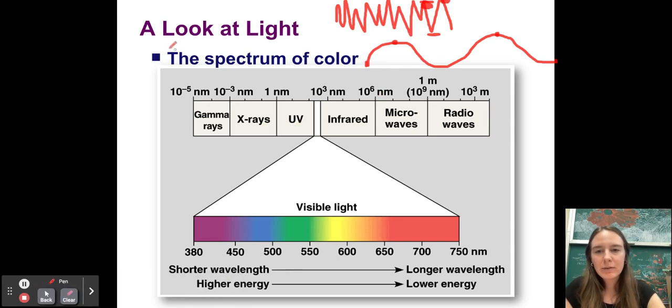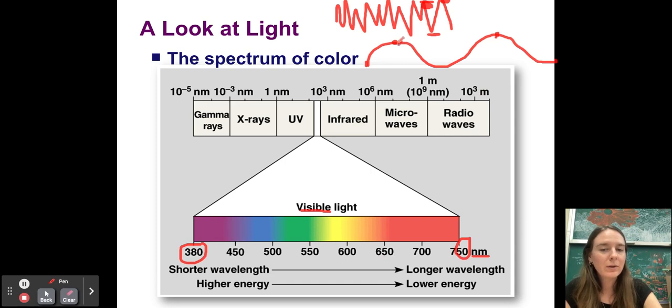Now, there's a portion of the light spectrum called visible light. If you're measuring in a unit called nanometers, the visible light spectrum ranges from 380 nanometers to 750. What does that mean? It's the measurement from here to here of a wavelength.